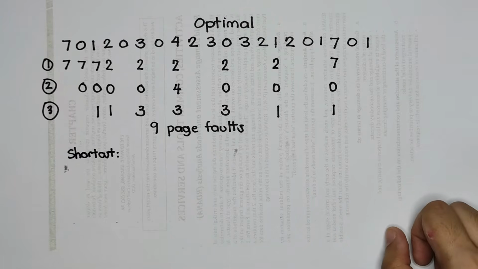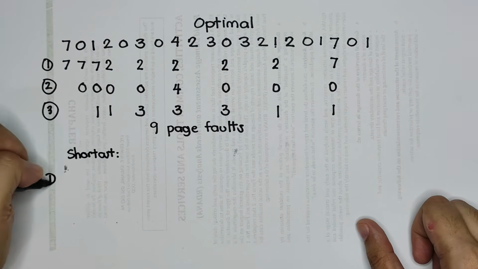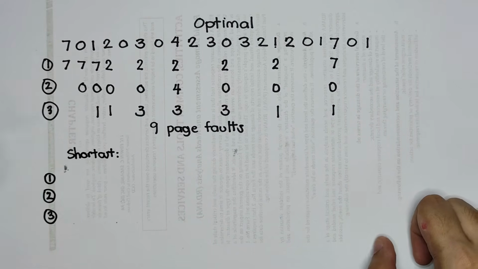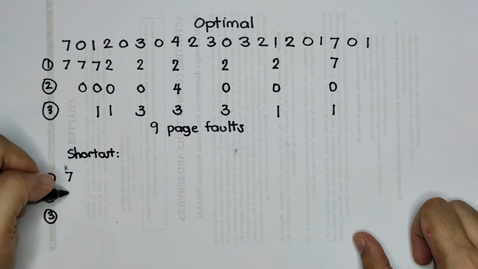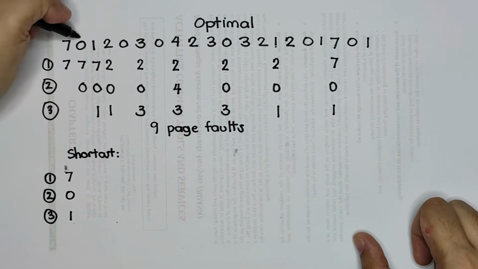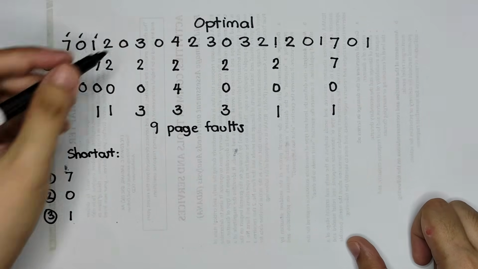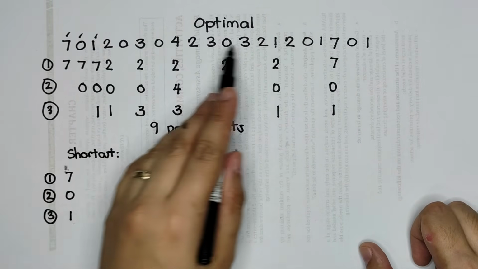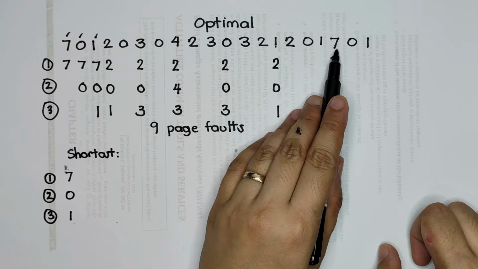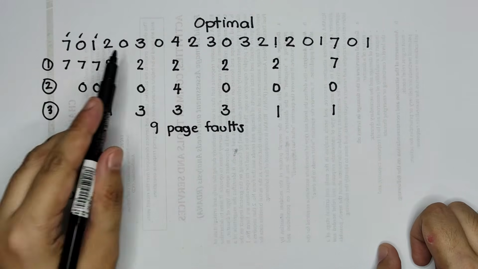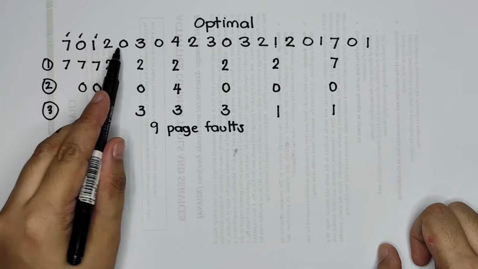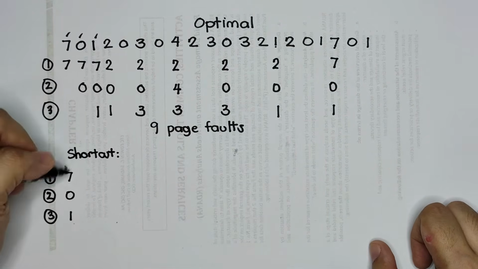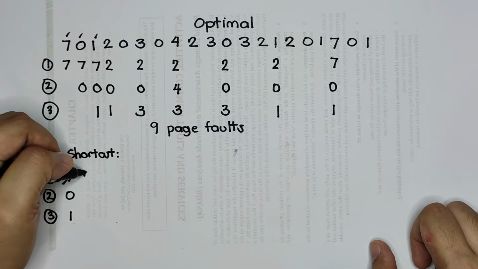Okay, so for our shortcut method again, we have 3 frames. We have 7, 0, 1. Let's just check. Okay, next we have 2. The content is 7, 0, 1. Which of them will not be used for the longest period of time? We have 7. 0 will be next, and then 1. It's just between 0 and 7. So replace 7 with 2.